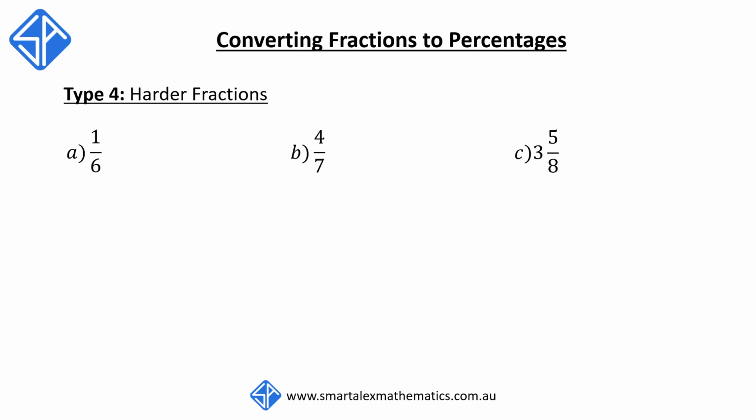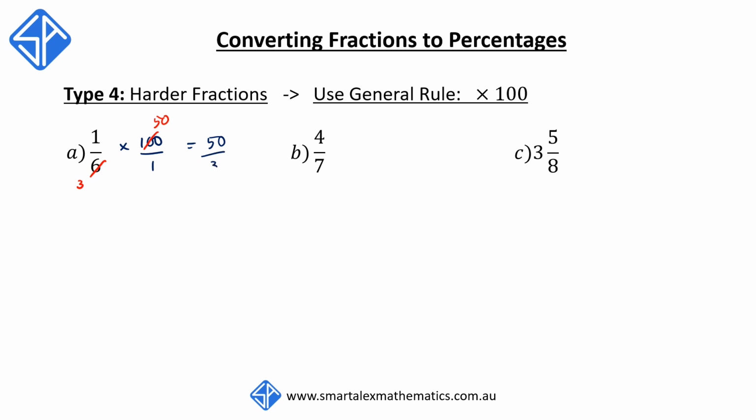The last type are the harder fractions. With these fractions, the denominator doesn't readily convert to 100. So what we do is we straight away apply the general rule of just multiplying by 100. For example, with 1/6, we multiply by 100, which is the same as multiplying by 100 on 1. The 6 and the 100 will reduce to 3 and 50. We then multiply the top. 50 times 1 is 50. Multiplying the bottom, 3 times 1 is 3, and this reduces to 16 and 2/3%.